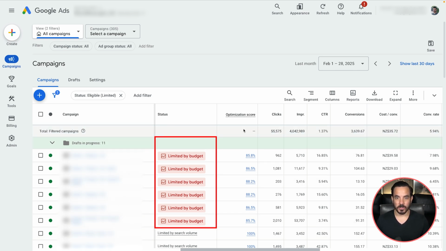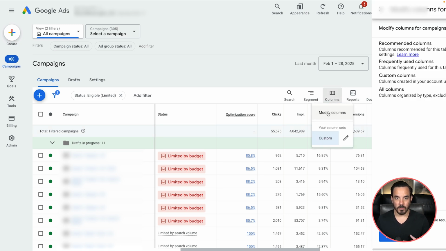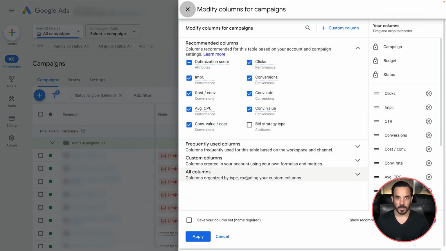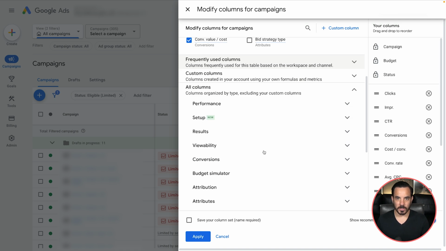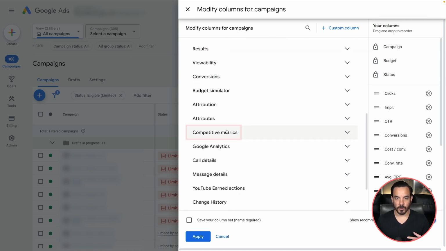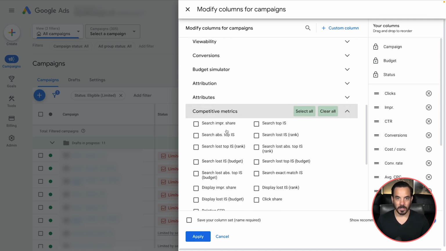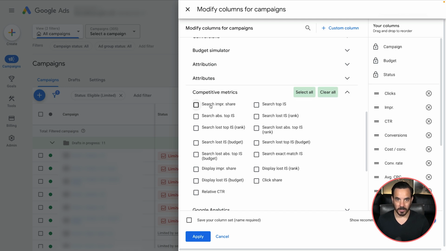So the first thing you want to do is make sure you can see your impression share columns. Click over here where it says columns, then modify columns. Click into all columns, then find the drop down for competitive metrics. Tick these options right here: search impression share, search lost IS rank, search lost IS budget.